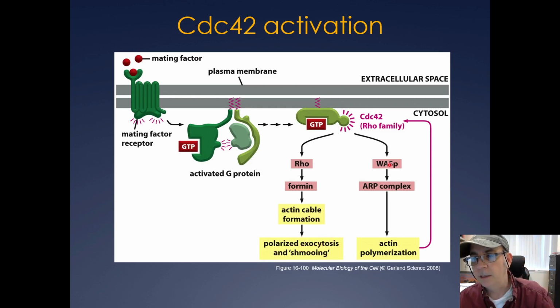That also signals to WASP and formation of the Arp complex, which also facilitates actin polymerization. So once again, if you go back to the shmoo that we looked at at the start of the lecture last time and the signaling lecture, you'll see that the mating factor is causing a rearrangement of the cytoskeleton, specifically the actin in Saccharomyces, which then causes the shmoo to form.